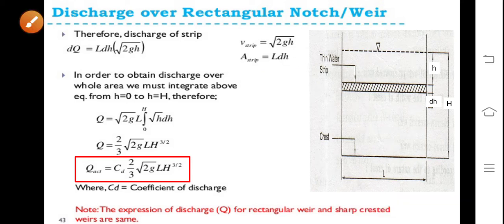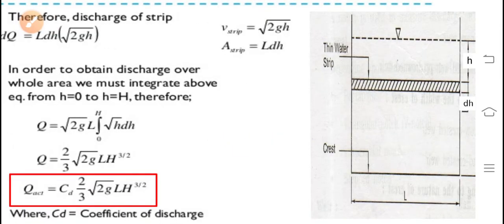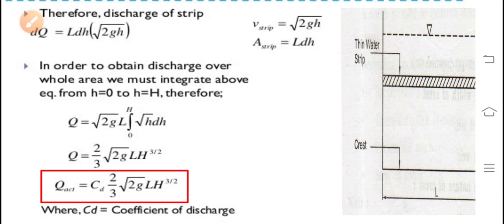In order to obtain the discharge over the whole area of the notch or weir, we must integrate the above equation from h is equal to 0, that is from the water surface, till the bottom of the notch, that is capital H. So we will integrate Q is equal to under the root 2g multiplied by L, integral 0 to H under the root h dh. Therefore, Q is equal to 2 by 3 under the root 2g L H to the power of 3 by 2.